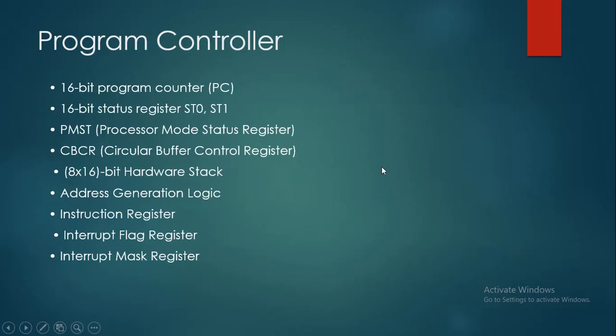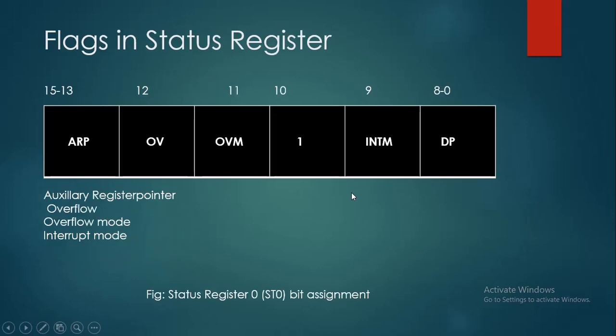And now we are going for the status registers, where we are learning about the program controller. The status register consists of two registers, ST0 and ST1. ST0 is 16 bits in length, and it consists of the DP bits, 0 to 8. These bits specify the address of the current data memory page. And INTM is interrupt mode. The bit globally masks or enables all interrupts.